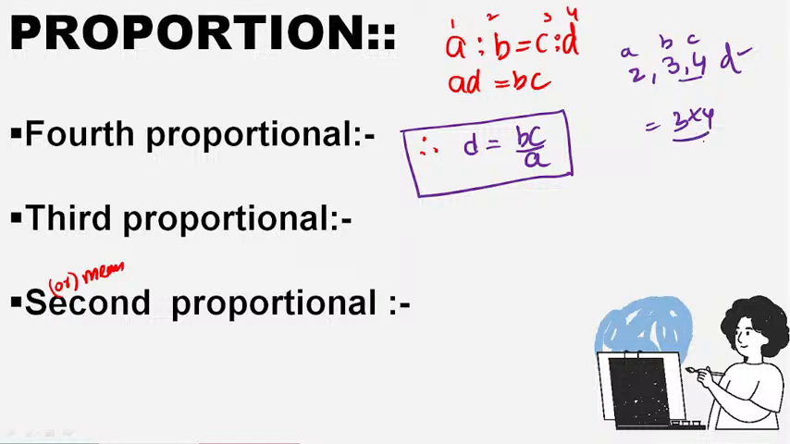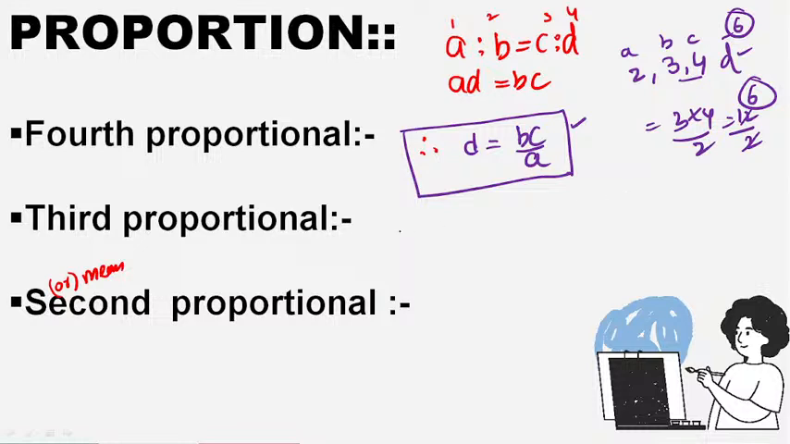3 into 4 by 2. 3 fours are 12. Sorry. 3 fours are 12. 12 by 2 is equal to 6. So the D value is how much, guys? 6. Just remember only the formula, guys. What is the fourth proportion formula? D is equal to BC by A.